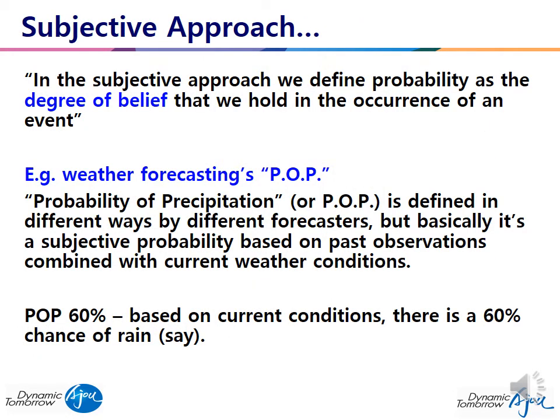The third one is the subjective approach. In the subjective approach, we define probability as the degree of belief that you hold in the occurrence of an event. POP 60% is based on current conditions. There is a 60% chance of rain. POP means probability of precipitation. POP is defined in different ways by different forecasters, but basically it's subjective probability based on past observation combined with current weather condition.